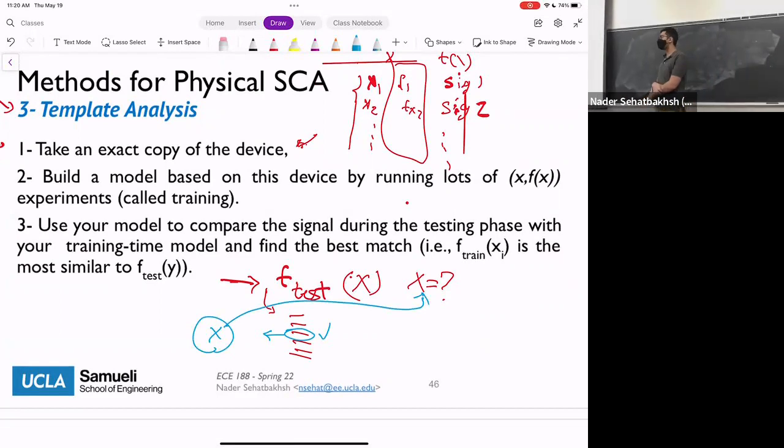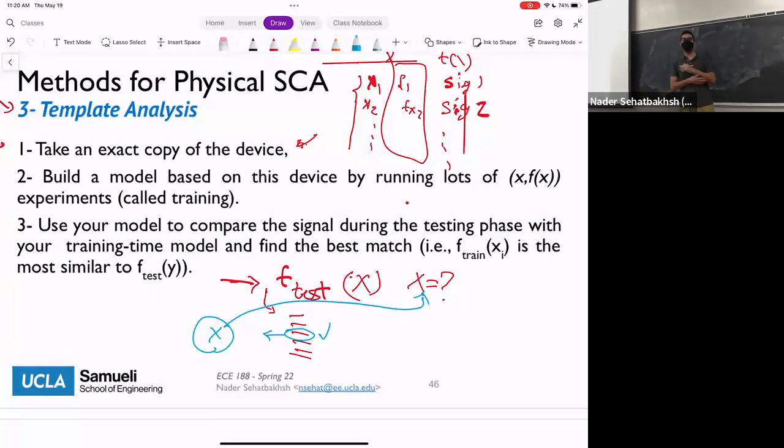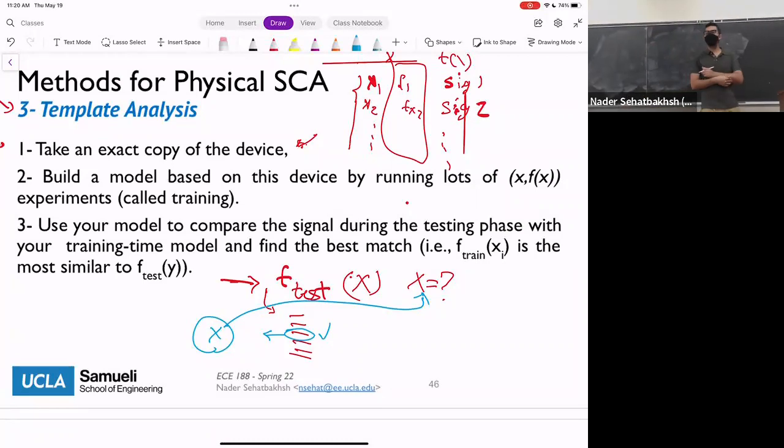Basically, you're building your model with this large dictionary, and then during the attack, you compare that signal with your large dictionary. And once you find that, you basically have it.